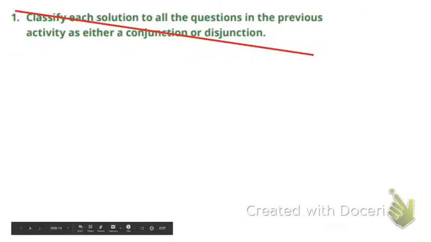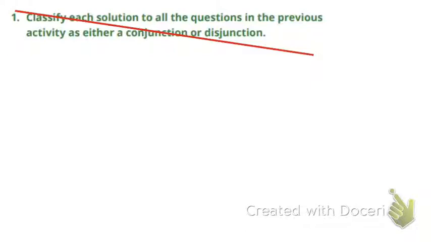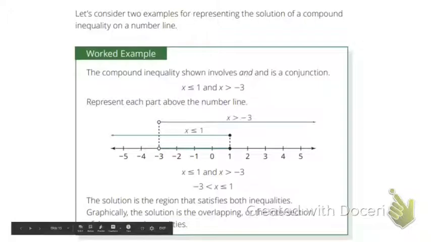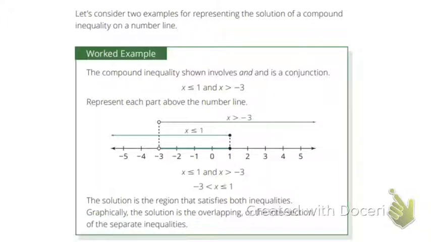All right, so we're going to move on from number 1. Go ahead and cross it off, and then we'll see a worked example. So let's consider the 2 examples that were given here. Let's consider 2 examples for representing the solution of a compound inequality on the number line. The compound inequality shown involves and is a conjunction.